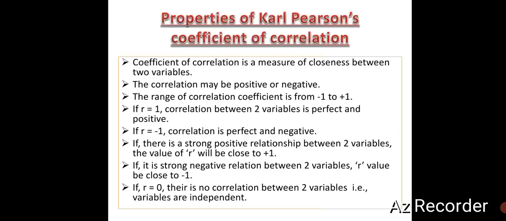The range of the correlation coefficient is from -1 to +1, as we have seen earlier also. If r equals +1, correlation between two variables is perfect and positive. If r equals -1, correlation is perfect and negative. If there is a strong positive relation, then the value of r is close to +1. Similarly, if there is a strong negative relation between two variables, the value of r is close to -1, and if r is 0, then there is no correlation.